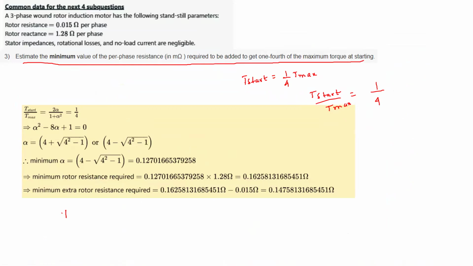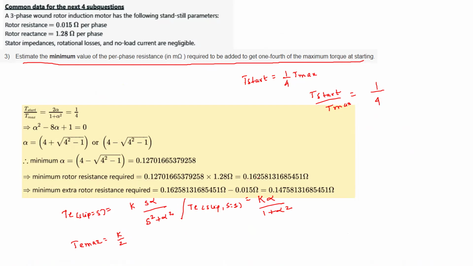So T at slip S is, first of all, K into S alpha by S square plus alpha square, and T max is K by 2. So T at slip S equal to 1 will be how much? T at slip S equal to 1 will be K alpha by 1 plus alpha square.